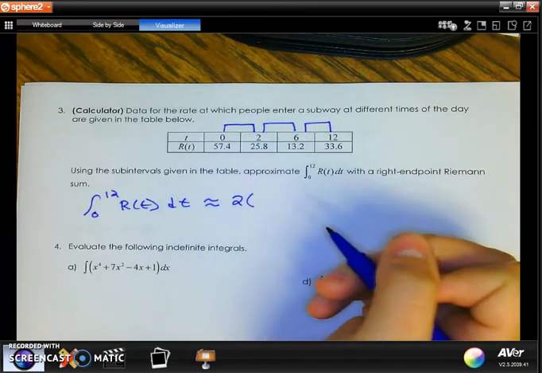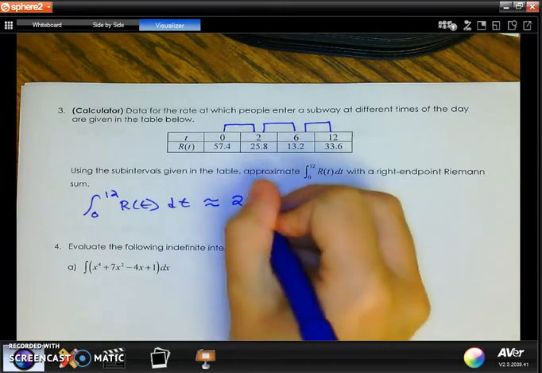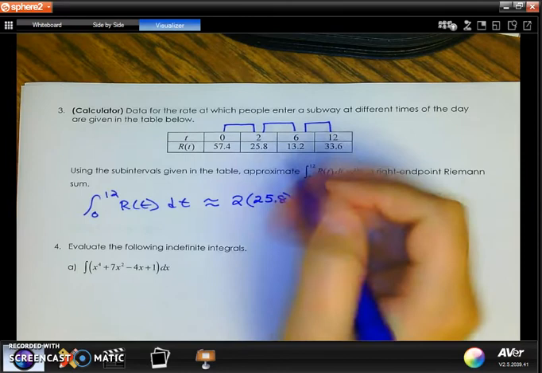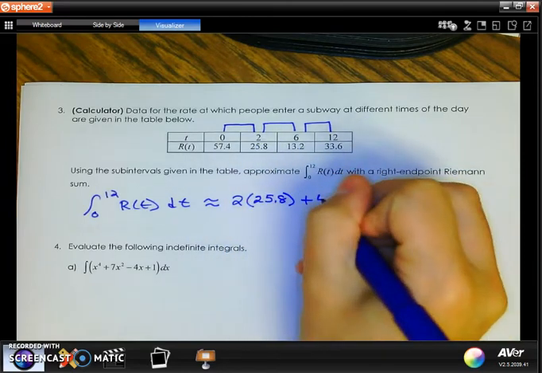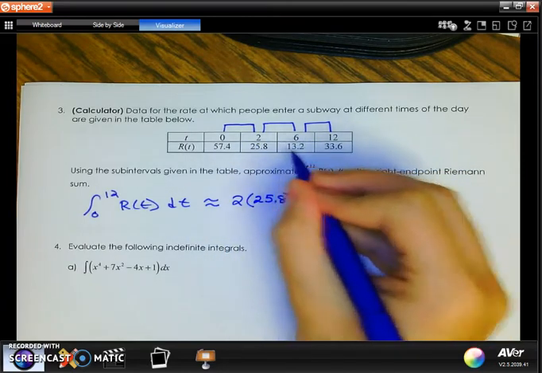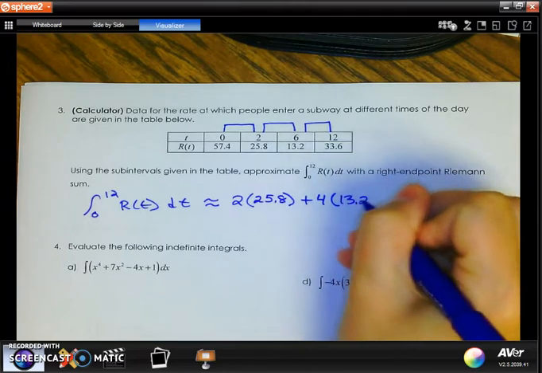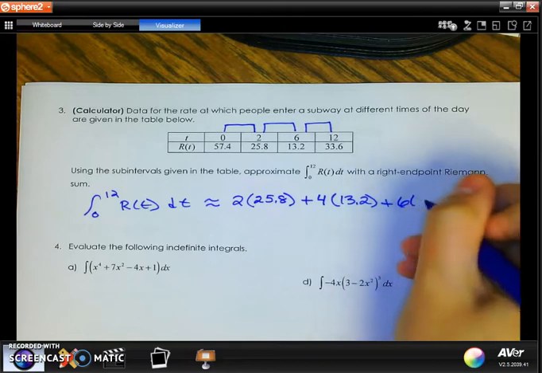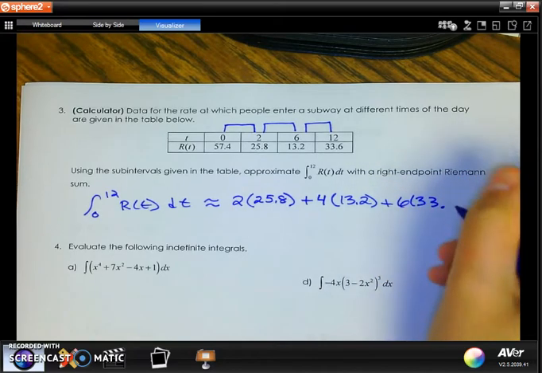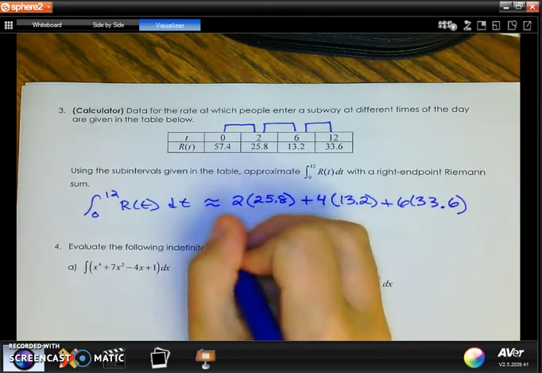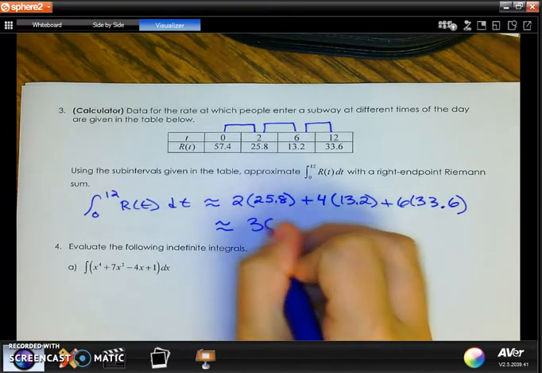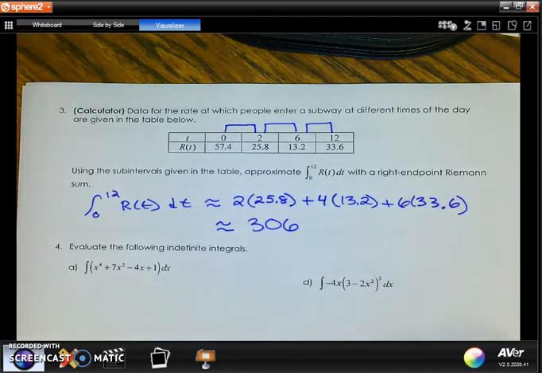Now, since I'm using the right endpoint, I'm going to use the 25.8, plus, now the distance here is a 4, and I'm using the right endpoint, so that's 13.2, plus the distance this time is a 6, and I'm going to use 33.6 there. And then you could type that all into your calculator, and if you type that in correctly, I got 306 as my estimation for that one.